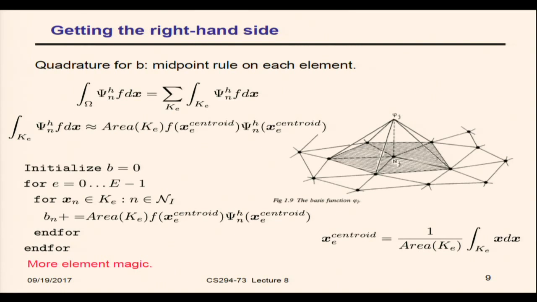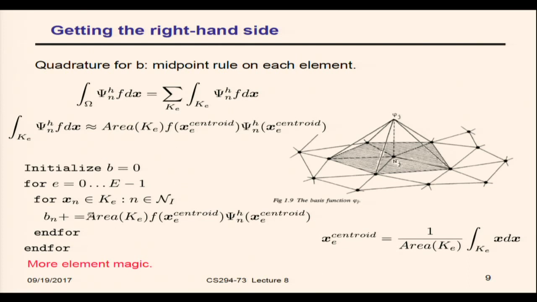Now the next thing you have to do is get a right-hand side. So what's the quadrature for this? Remember, we have to integrate the integral over omega of psi Hn f. Omega is a disjoint union of elements, so we can express these as integrals over elements. And what is this integral? Here's the quadrature rule. We approximate this integral, which is a linear function times some arbitrary function, as the area of the element times the value of f at the centroid of the element, the center of area, times the value of the basis function at the center of area.